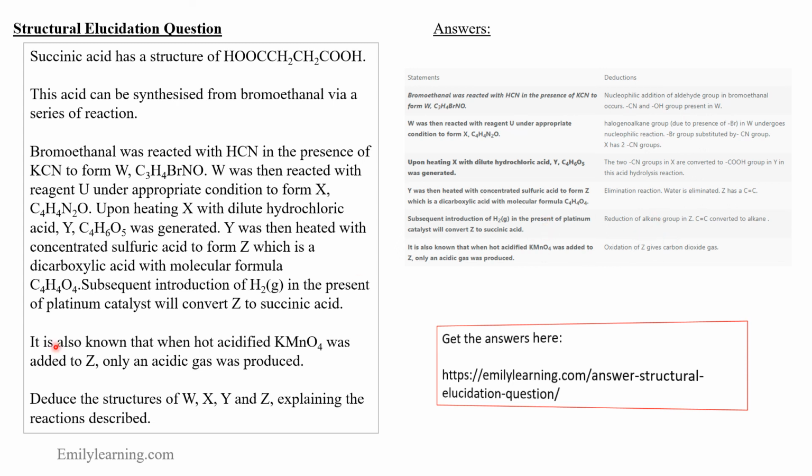Then finally, I know that when hot acidified KMnO4 was added to Z, only an acidic gas was produced. So this is the statement, and I'm going to write the deduction: the gas is CO2. So this is how you write the deductions, or how you present your answer for a structural elucidation question. For more details, or if you want to go through it by reading, you can check out this post here or this website here, where we go through this question in detail.